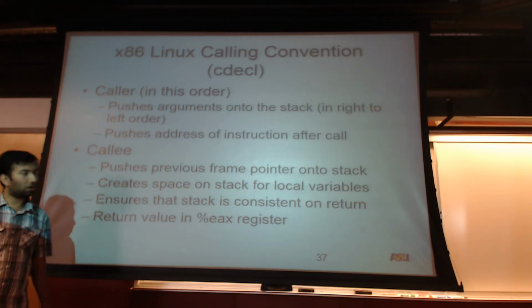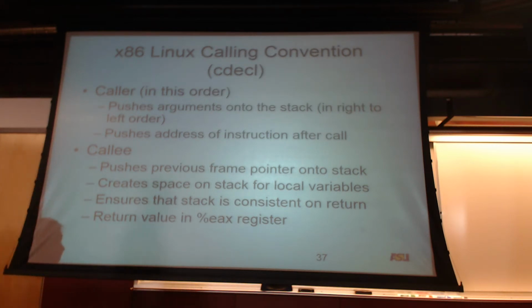So what does the caller do? The caller has to do these steps in order. It has to do it in order. It cannot go out of order. So first of all, it should push the arguments onto the stack in reverse order. So if a function needs x1, x2, x3, the caller will do x3, x2, x1 and push that into the stack in the reverse order.